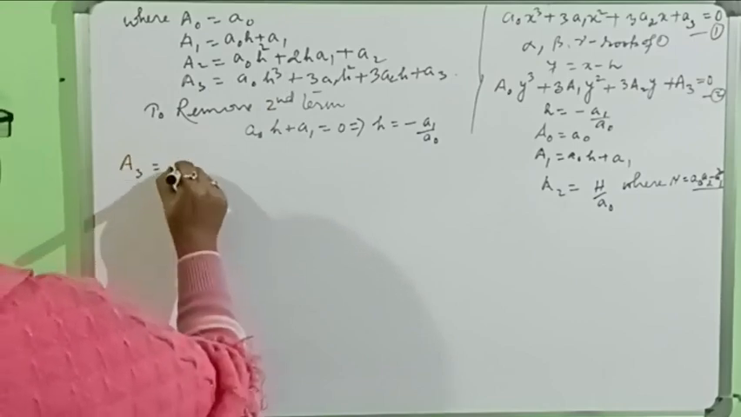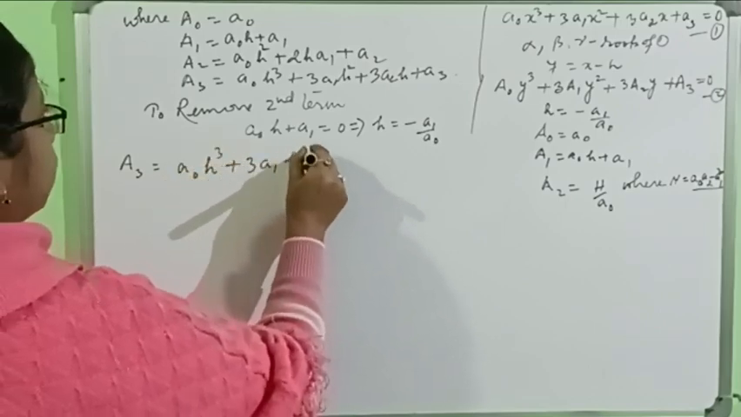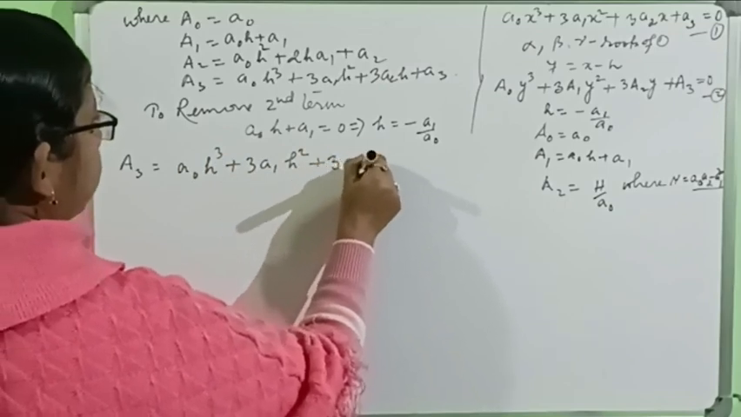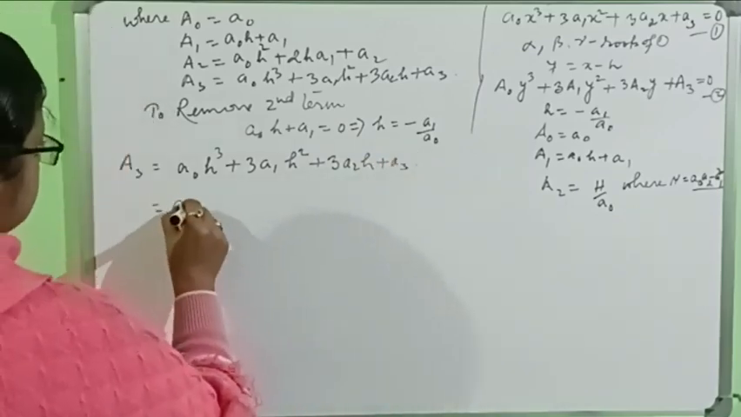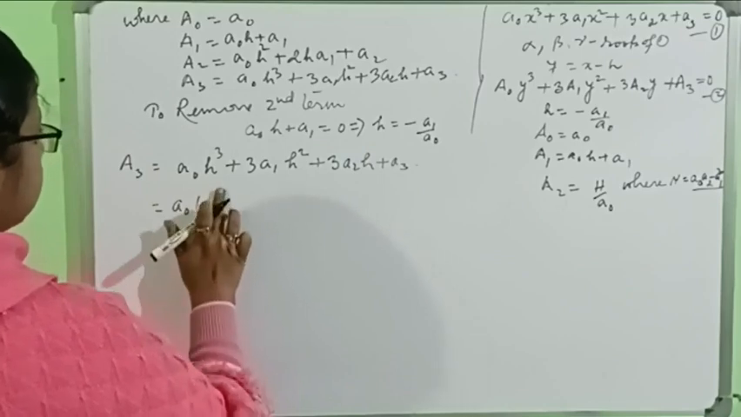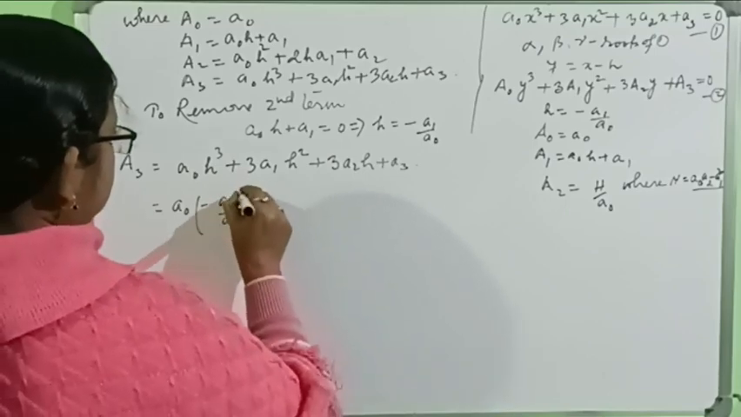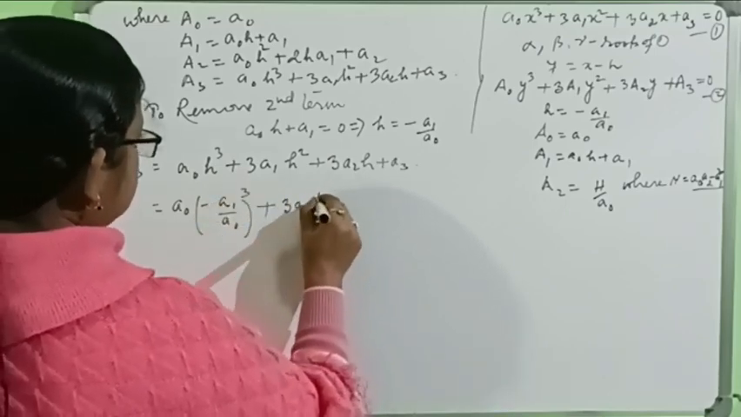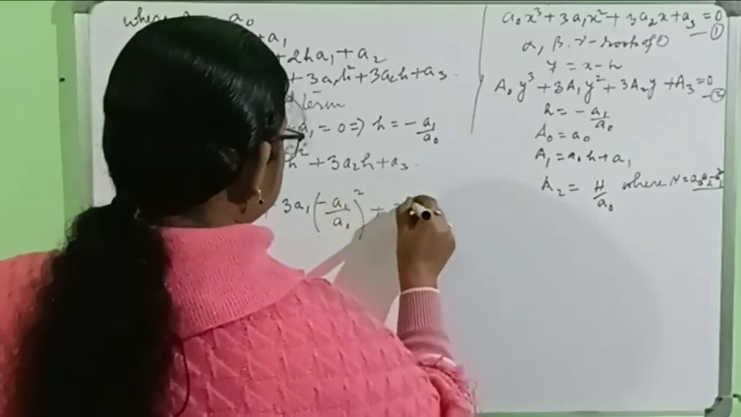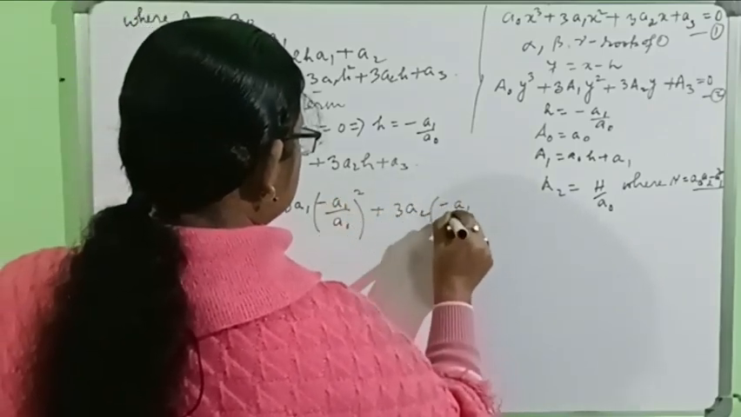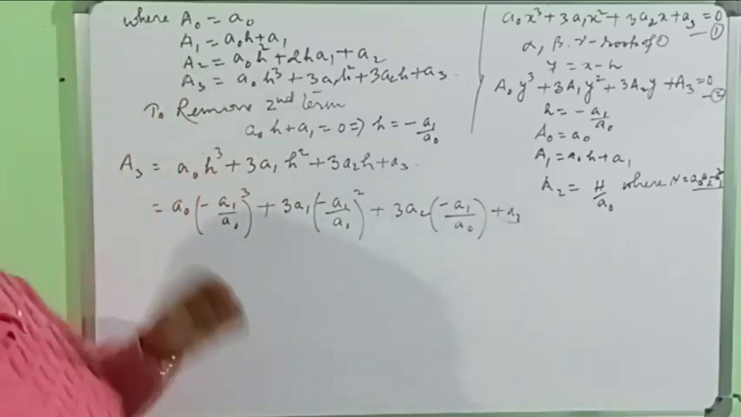What is a3? It is a naught h cube plus 3 a1 h square plus 3 a2 h plus a3. Okay, now put the value of h. This is a naught times minus a1 by a naught cube, plus 3 a1 times minus a1 by a naught square, plus 3 a2 times minus a1 by a naught, plus a3. Simplify this one.